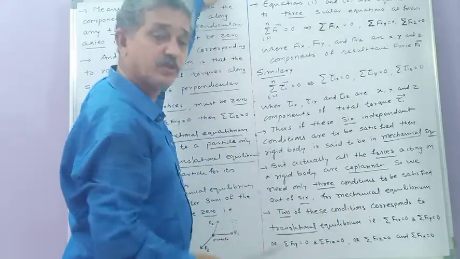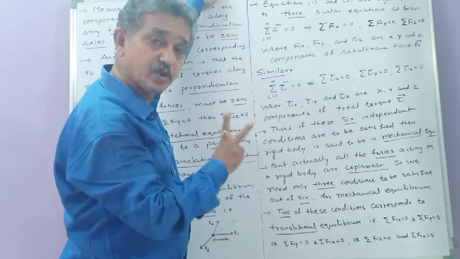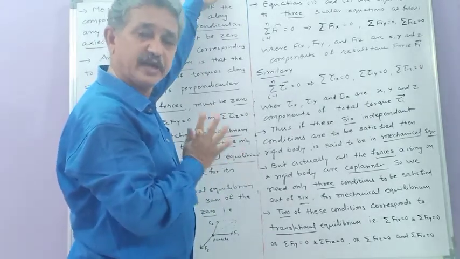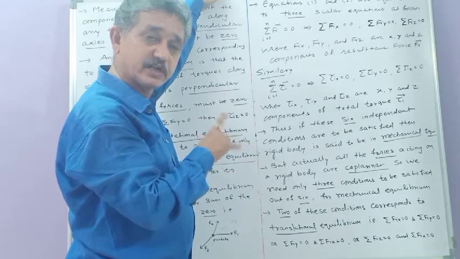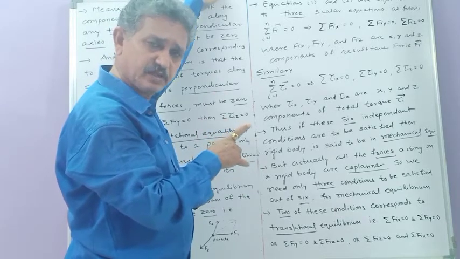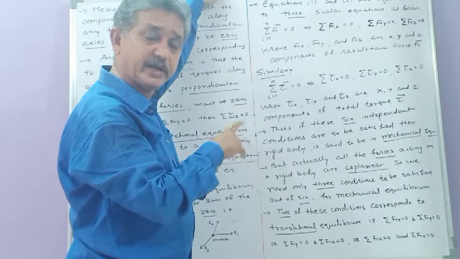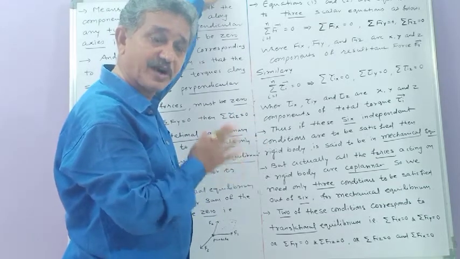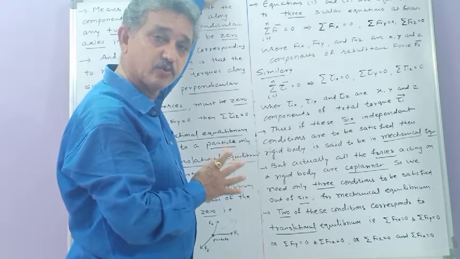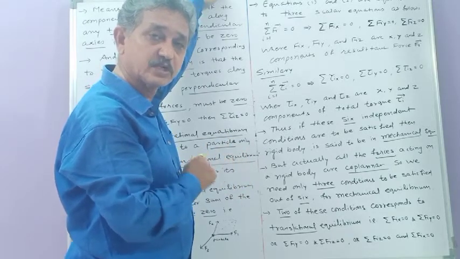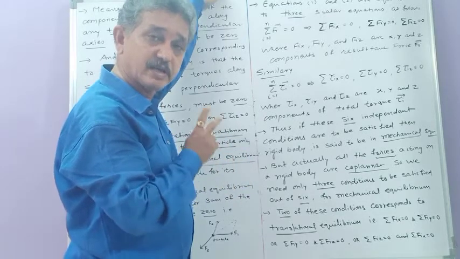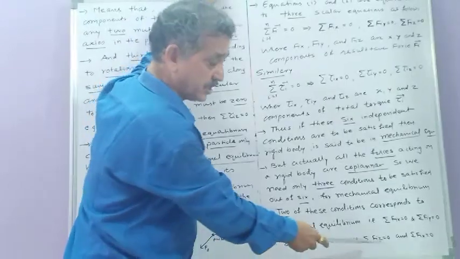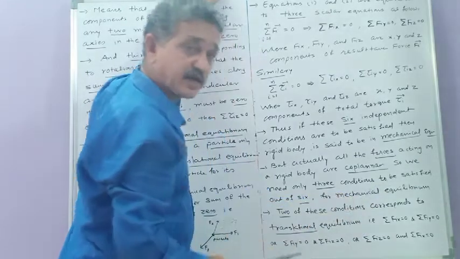So you can understand from this one, the resultant of two mutually perpendicular forces lying in one plane should be 0. If the forces are in the XY plane, then the x component and the y component of the resultant force should be 0. If the forces are in the YZ plane, then the y component and the z component of the resultant force should be 0. If the forces are in the XZ plane, then the z component and the x component of the resultant force should be 0.